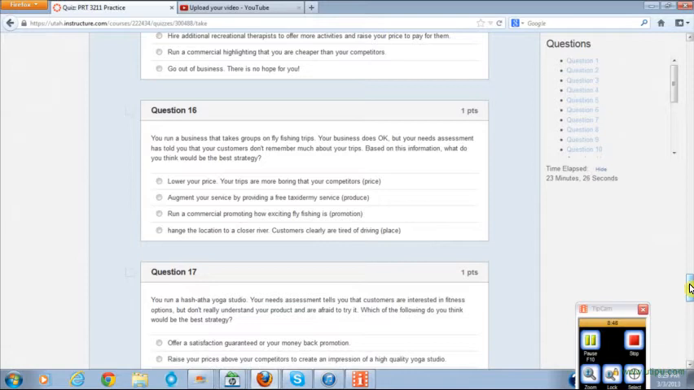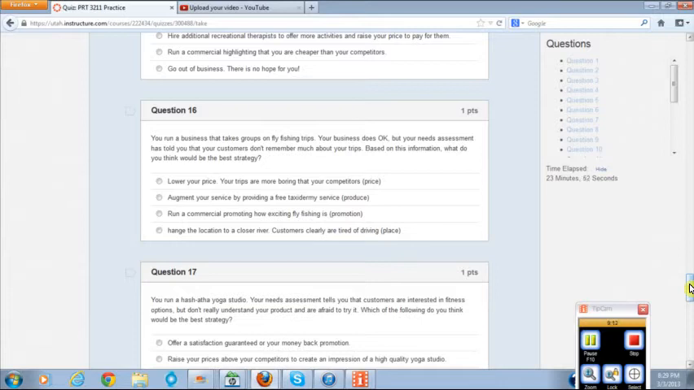You run a business that takes groups on fly fishing trips. Your business does okay, but your needs assessment has told you that your customers don't remember much about your trips. Based on this information, what do you think would be the best strategy? Lower your price. Your trips are more boring than your competitors. Maybe that is an effective strategy, but based on this information, there's no connection to price.